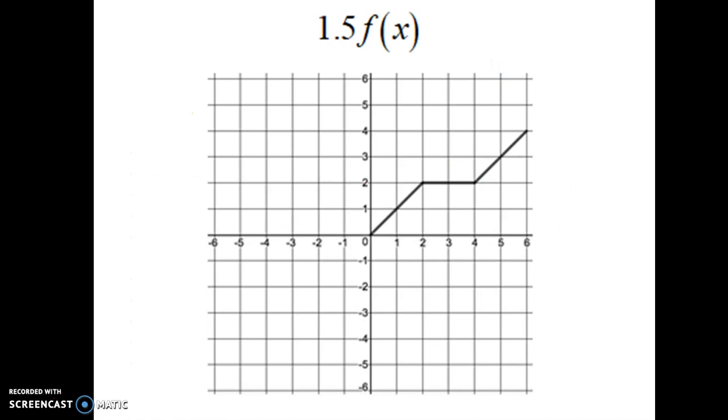All right, try this one. Where do this point and this point end up when you perform this dilation or transformation on this graph?